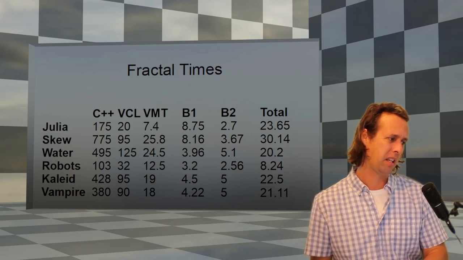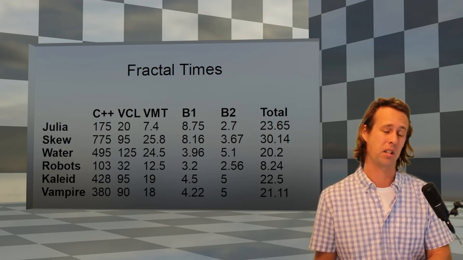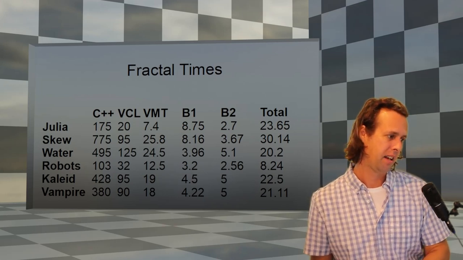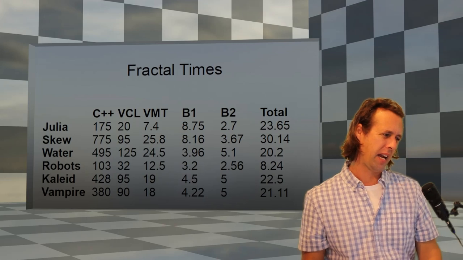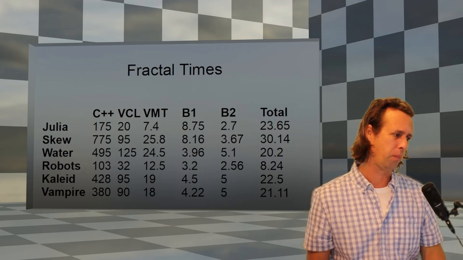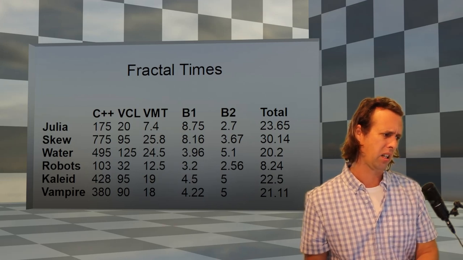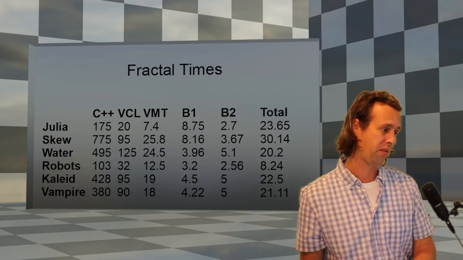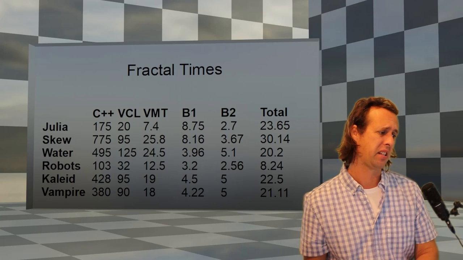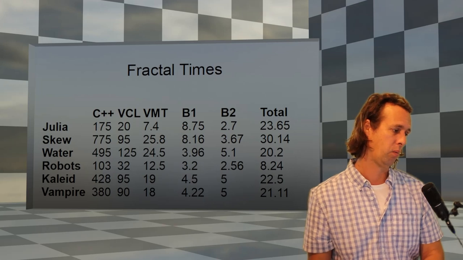What you'll see is that some of these times the VCL itself adds most of the speed. For the skewed fractal, the VCL multiplies the performance by 8, and the multi-threading only by 3.6. For the water fractal, we ended up with a 20 times speed improvement. And the robots fractal, we ended up with a little bit less, about 8.25 times. The kaleidoscope, we recorded about 22.5 times faster than regular C++. And the vampire on the end there, the speed gain from the VCL is about 4.2, and the speed gain from multi-threading was about 5. So collectively about 21.11 times faster.